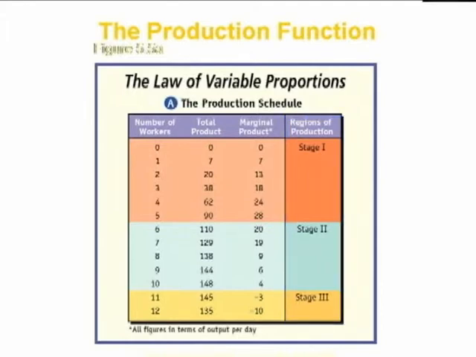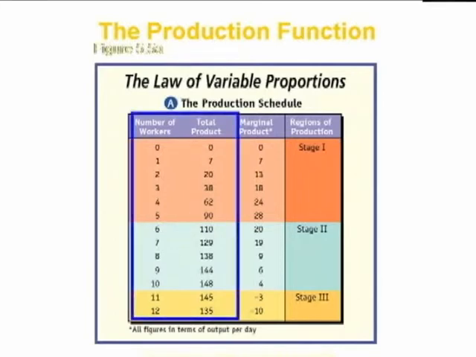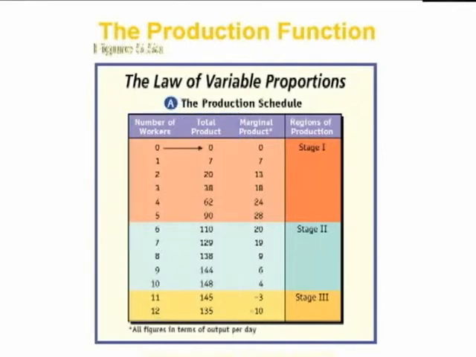Let's draw our attention to the two left columns, the number of workers and the total product. We see that if we hire 0 workers, the total product would also be 0. If we have no labor, we cannot produce anything. If we hire 1 worker, according to this schedule, we can produce 7. The product is irrelevant. We just merely want to look at the numbers to see what kind of meaning they have with respect to the law of variable proportions.